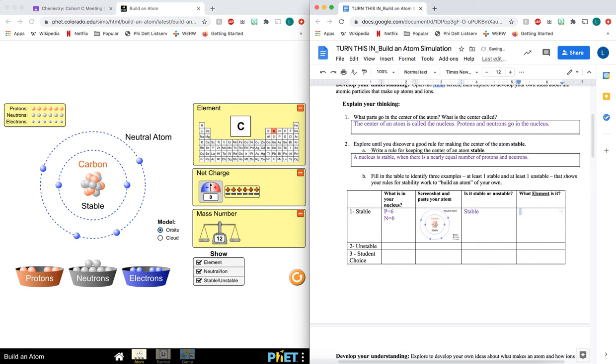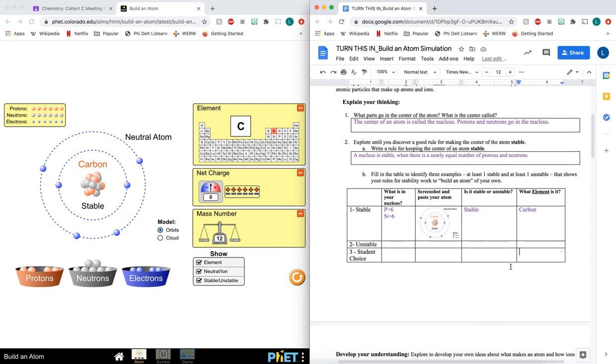So is this stable or unstable? It is stable. What element is it? It's carbon. So then we would make an unstable atom. It can be the same element, like you can make carbon unstable by taking out or putting in neutrons. Fill out the next row in the table, and then the last one is up to you. You can make it stable, you can make it unstable, it doesn't matter, it's up to you.